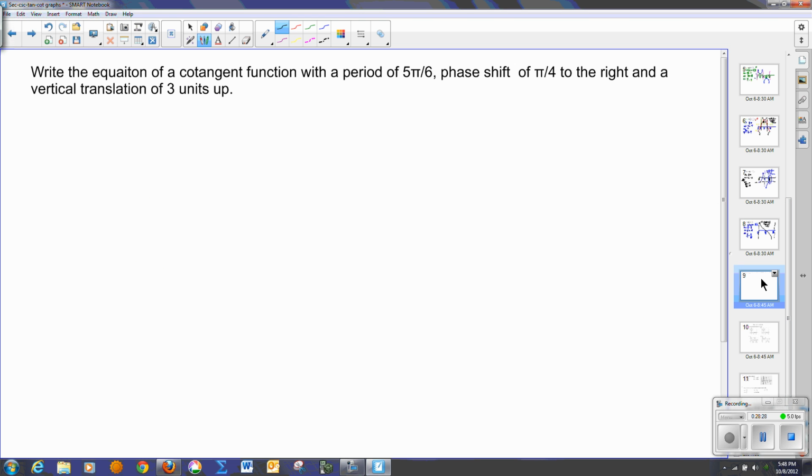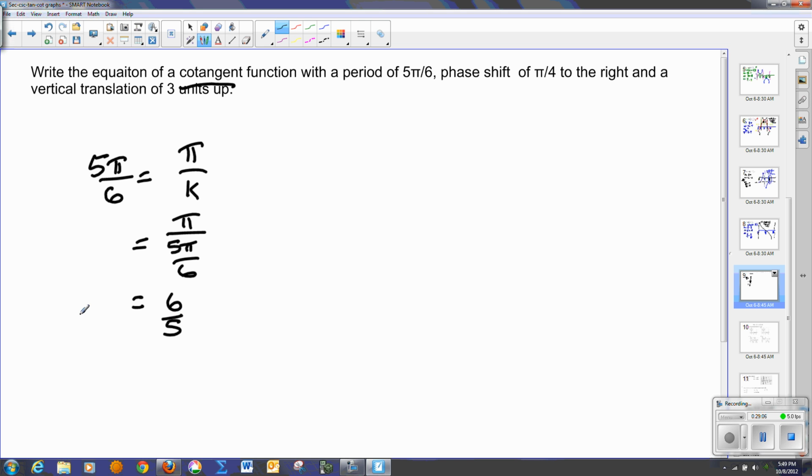Couple more. Last one, we're going to write the equation of a cotangent function with a period of 5 pi over 6 and a phase shift of pi over 4 to the right with a vertical translation of 3 up. So first thing I'm going to deal with is the period. I know 5 pi over 6 is my period, and that's equal to, since it's a cotangent function, pi over k. Solve for k, so that's pi over 5 pi over 6, or 6/5 equaling my k value.